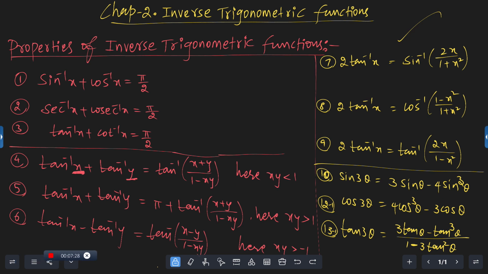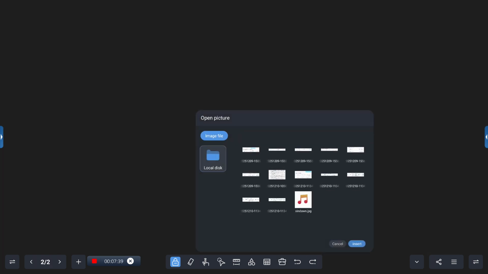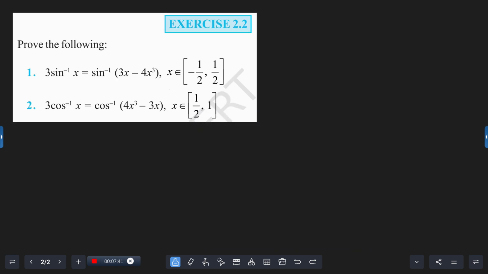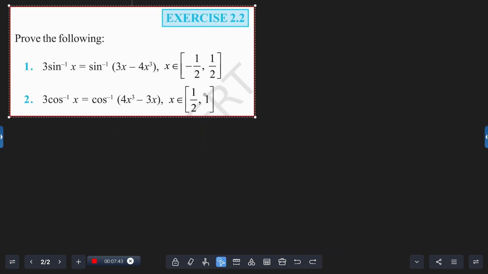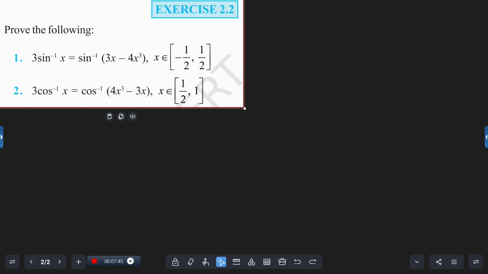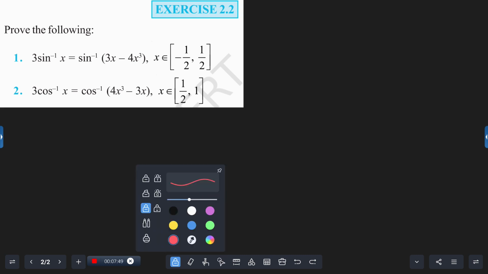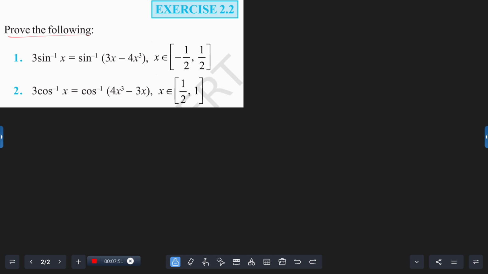Now we are starting the exercise. Shall we start the exercise, Raja? Exercise 2.2, exercise 2.2, prove that left hand side equal to right hand side, we have to say.